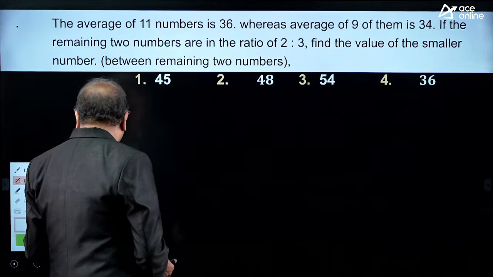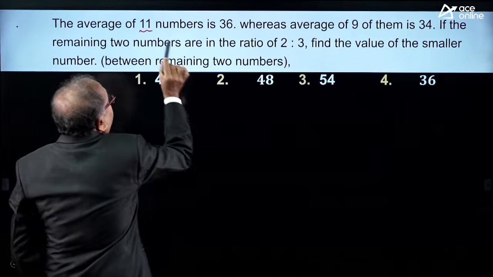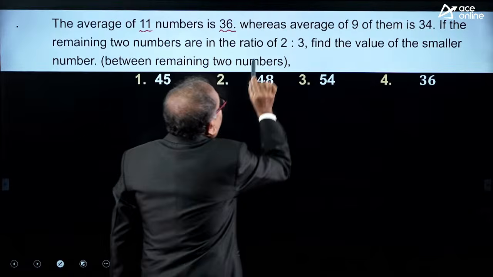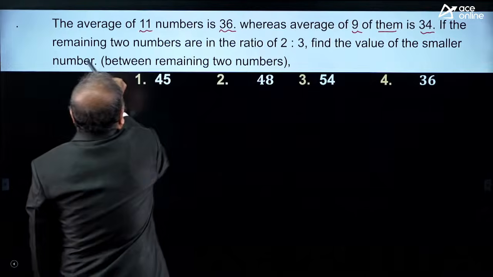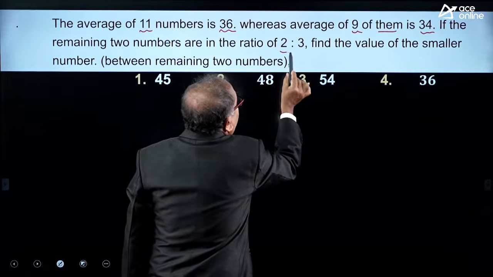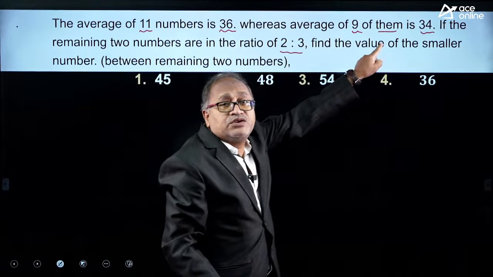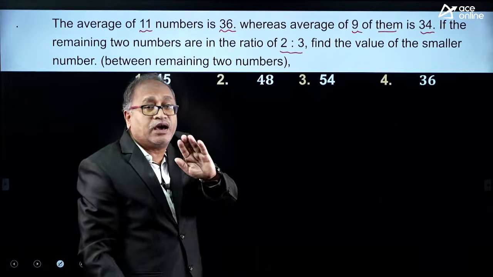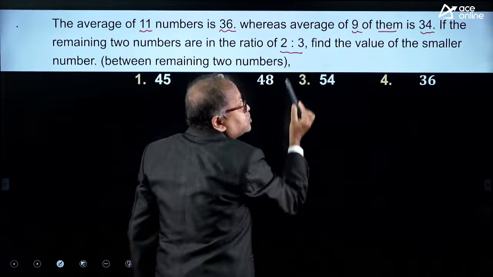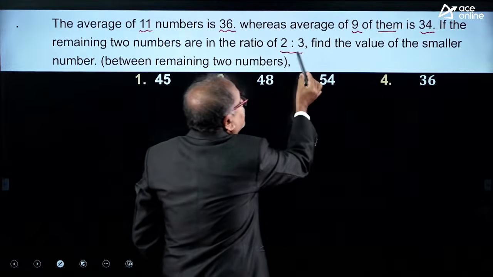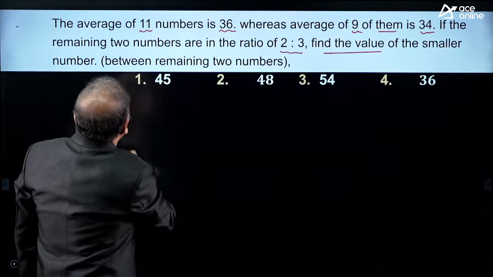Let me read out this question first. What is this question all about? The average of 11 numbers is 36, whereas the average of 9 of them is 34. If the remaining 2 numbers are in the ratio of 2:3, find the value of the smallest number. Out of 11, the 9 numbers' average is given to us, and we also know the 11 numbers' average.